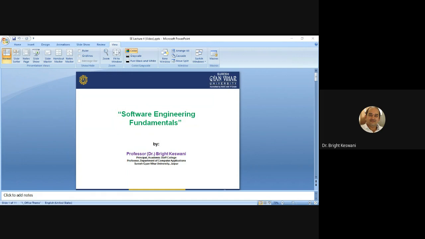Okay, this is a simple illustration about the classical sequential software development lifecycle. This is the problem area, and we have to solve this problem, the client's problem, through some software solution. So we have to conduct the requirement analysis first.